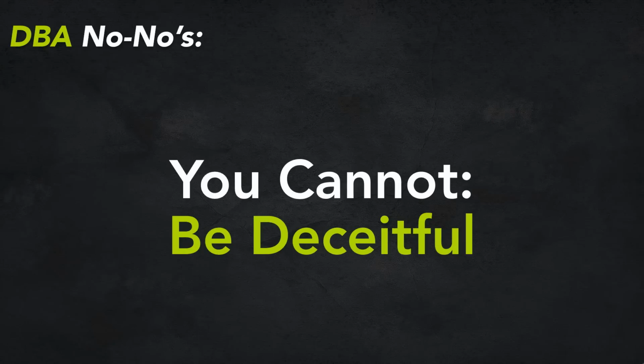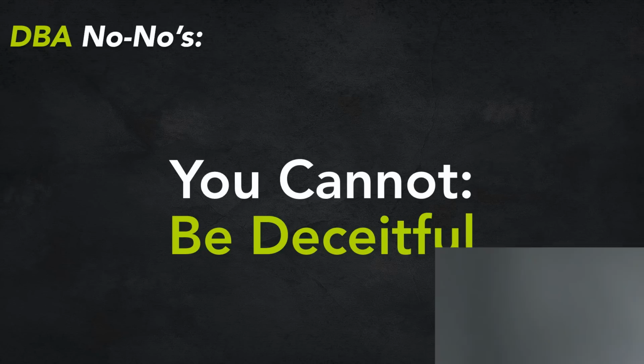So another thing you cannot do is be deceitful. And what I mean by that is your DBA name cannot contain any endings that would make it appear as if it was an actual legal separate entity. Like it cannot say LLC at the end. It cannot say INC or ESQ or something that would give the illusion as if it were an actual legal state-formed entity. So you cannot be deceitful with your DBA.